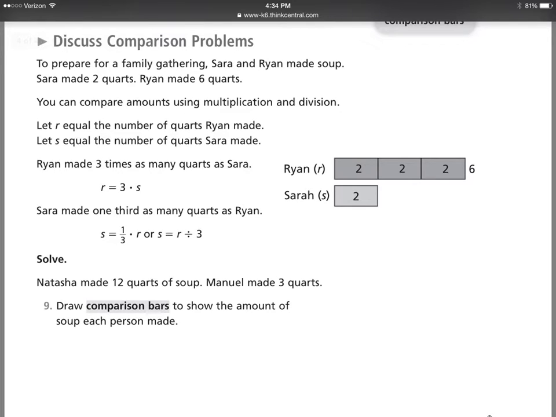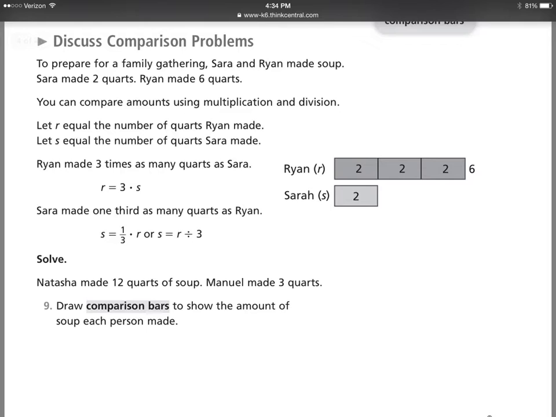Now we're going to go through this together and see if we've made proper sense of it. We have two bar graphs here, two fraction bars. The first one is representing the amount of quarts that Ryan has of soup, and the second one is representing the amount of quarts that Sarah has of soup. We can tell that Ryan has 6 quarts and Sarah has 2 quarts. We can also tell that they're using R to represent Ryan and S to represent Sarah.